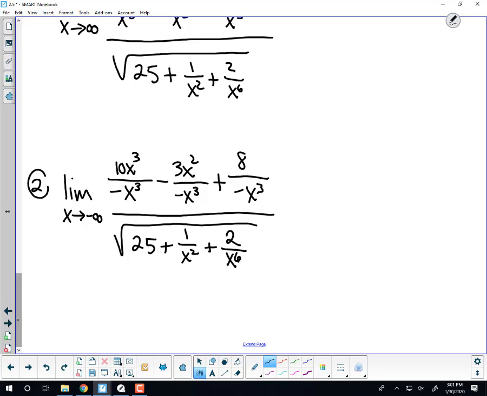Is everybody all right with that? Any questions? All right, so simplify. You're going to get this limit to come out to be -2. Simplify this to +2.